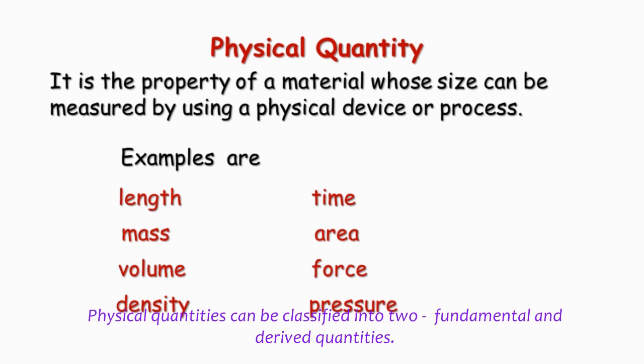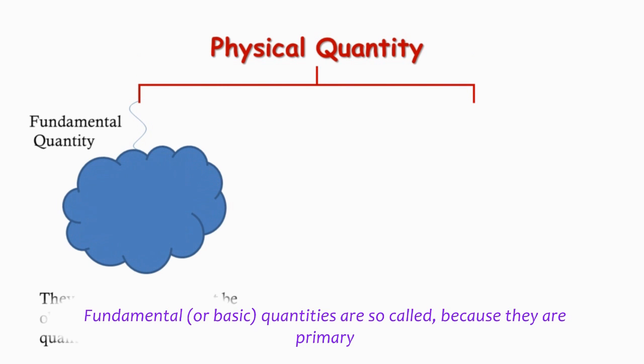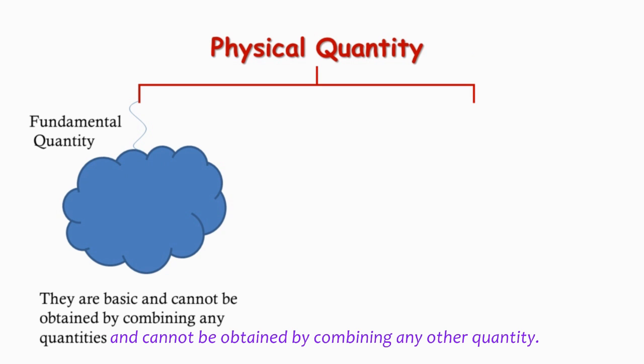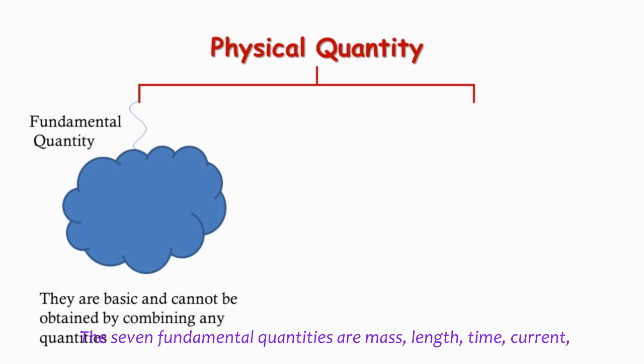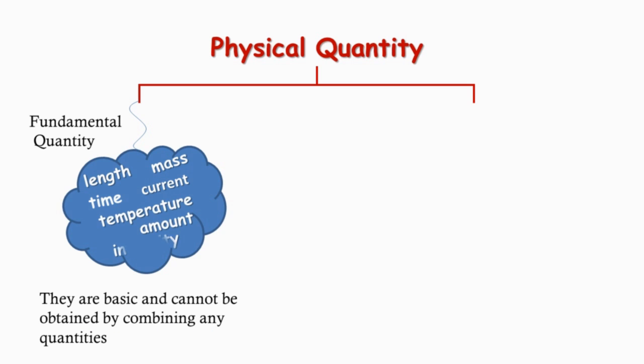Physical quantities can be classified into two: fundamental and derived quantities. Fundamental or basic quantities are so called because they are primary and cannot be obtained by combining any other quantity. The 7 fundamental quantities are mass, length, time, current, temperature, luminous intensity, and amount of substance.